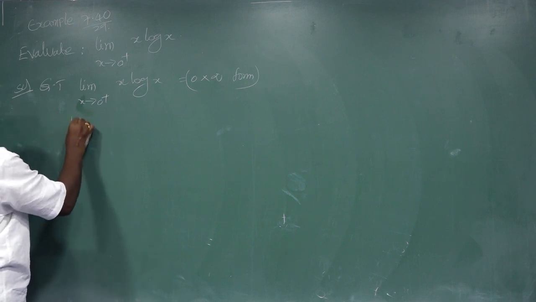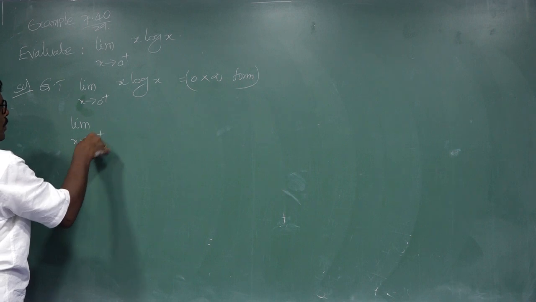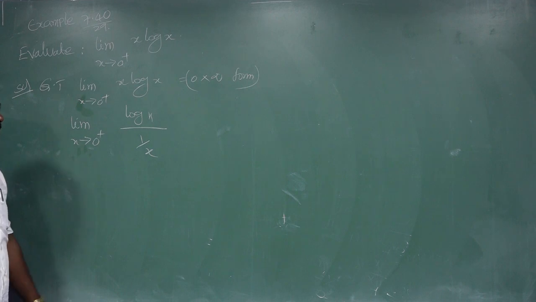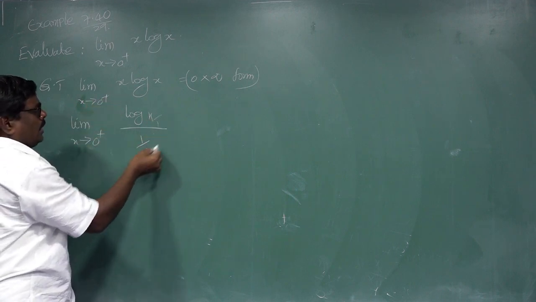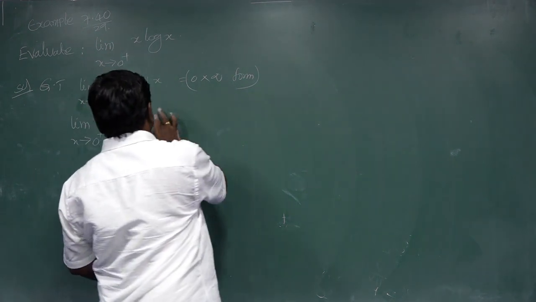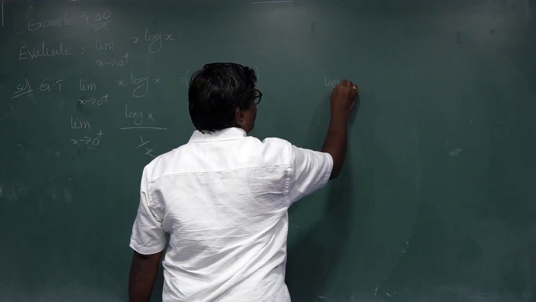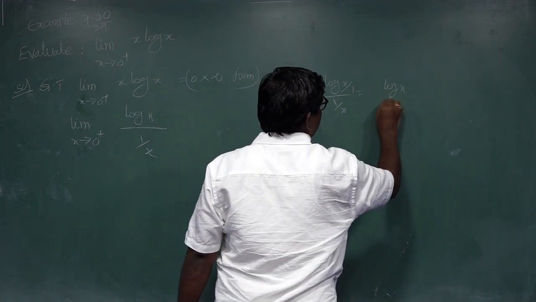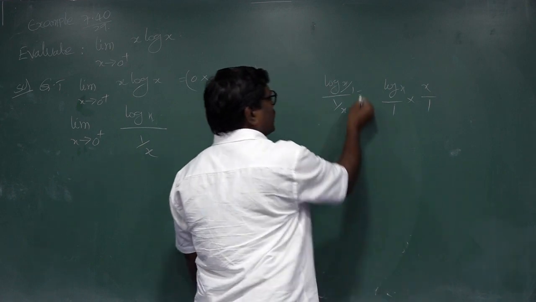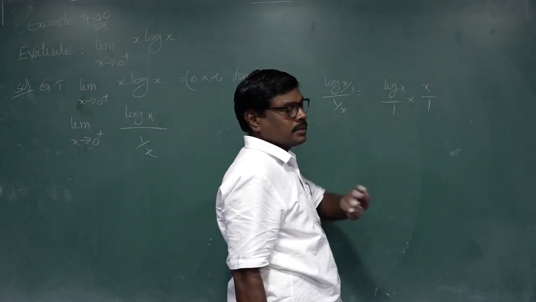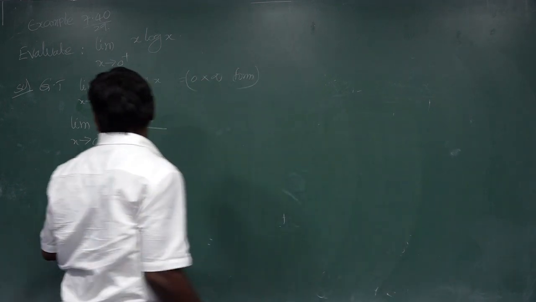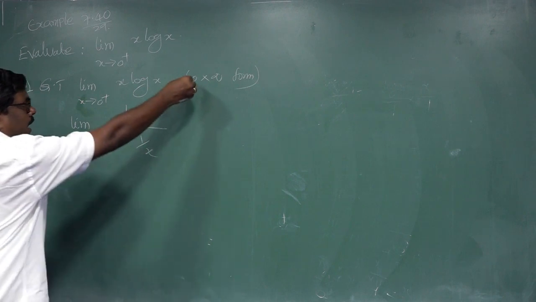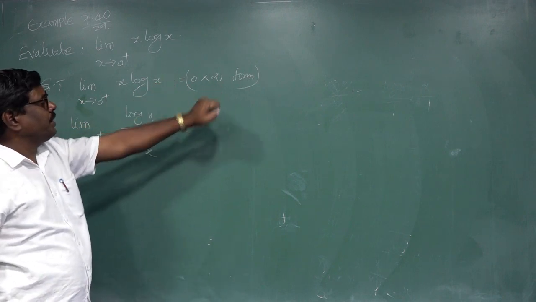This changes to the limit as x tends to 0 plus of log x by 1 by x. We write it as the reverse of the function x log x, which is no problem. So the limit as x tends to 0 plus of log x by 1 by x is of the form infinity by infinity.